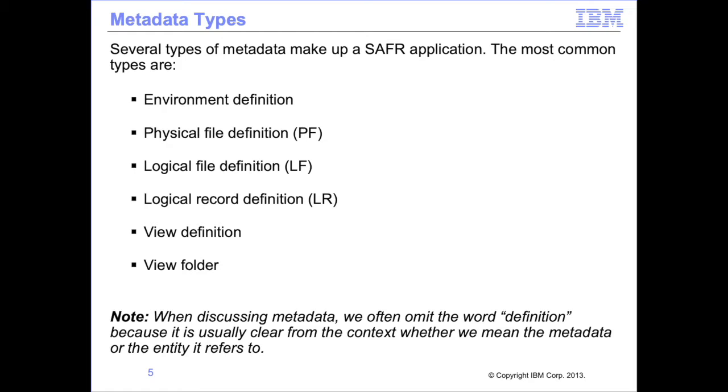Several types of metadata make up a Saffir application. The most common are the environment definition, the physical file definition, or PF, the logical file definition, or LF, the logical record definition, or LR, the view definition, and the view folder. Note that when discussing Saffir metadata, we often omit the word definition because it is usually clear from the context whether we mean the metadata or the entity it refers to.